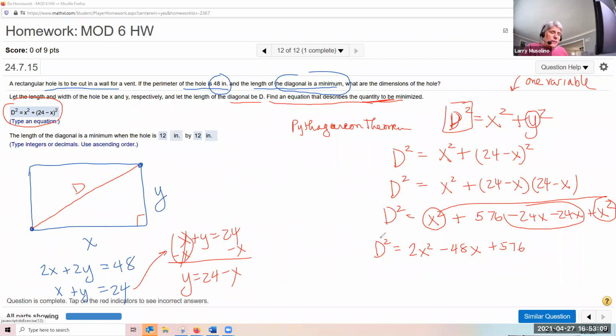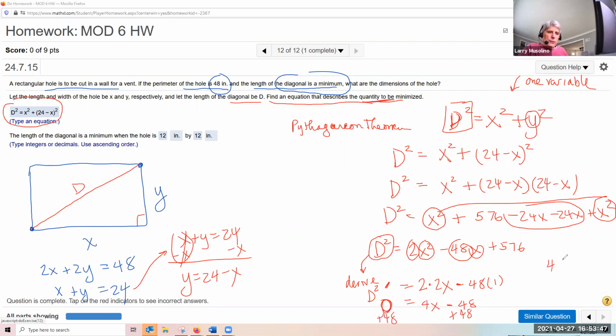I'm going to take the derivative of both sides, because if I minimize D squared, that's going to minimize D also. This 2 comes with me, the derivative of x squared is 2x. This 48 comes with me, and the derivative of x is just 1. So this is 4x minus 48. Set this equal to 0 to find the minimum. I'll add 48 to both sides, so 48 equals 4x, x equals 12.